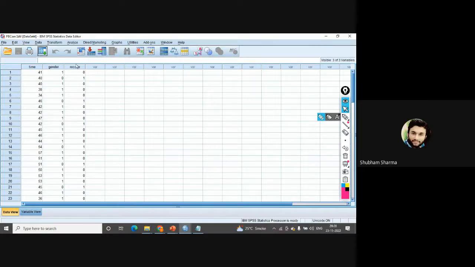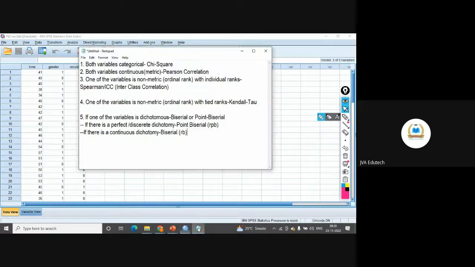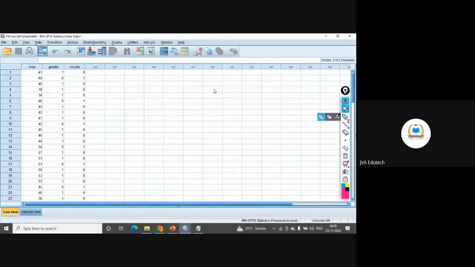Yes, sir. Just to explain to you, I have recoded. Otherwise, only through the first two variables you can find out the result. And I will quote it as RPB equal to 0.37. The correlation is significant. It is point biserial correlation, meaning there is a discrete dichotomy, and one of the variables is dichotomous. Is that clear?